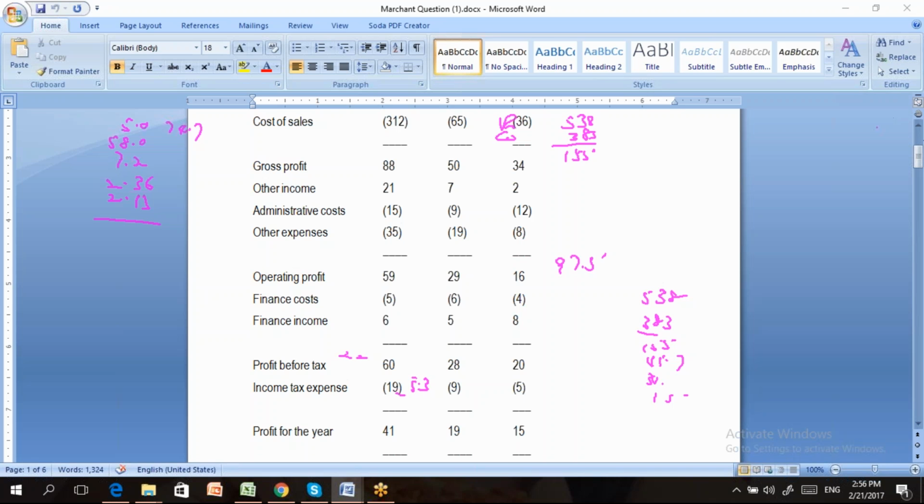Then we have another little item. We can talk about the finance income also straight away. What is finance income? 6 plus 5 plus 4. Yeah, 15.